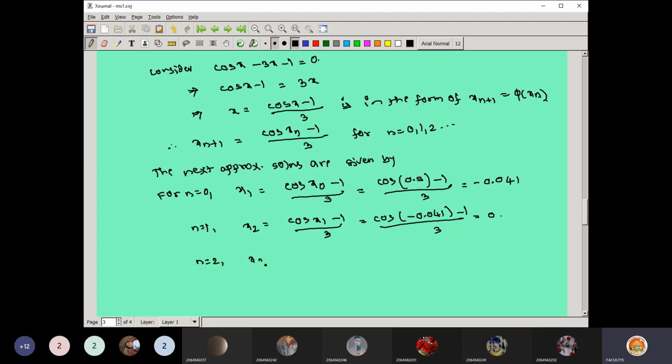So when n equal to 2, you are getting the value cos of that is x2, minus 1 divided by 3. So this becomes cos of your x2 is 0, minus 1, overall divided by 3. So cos 0 is 1. 1 minus 1 is nothing but 0. 0 divided by 3 is nothing but 0 only.